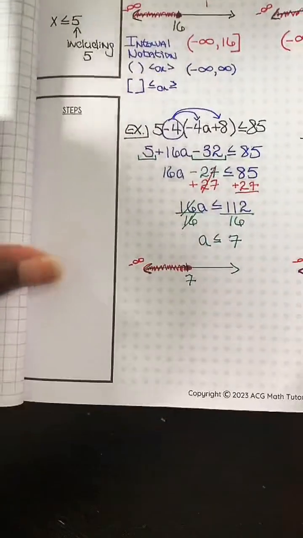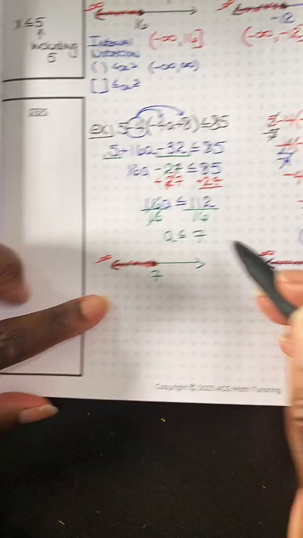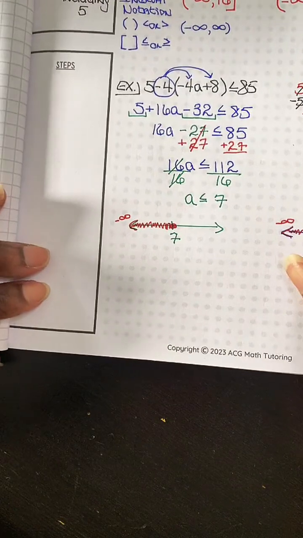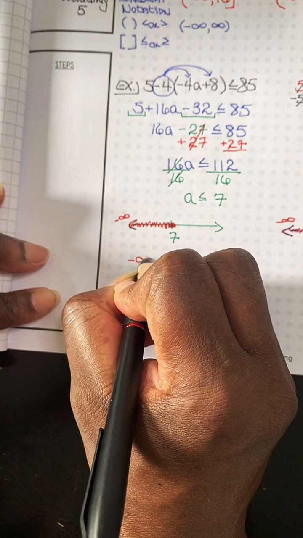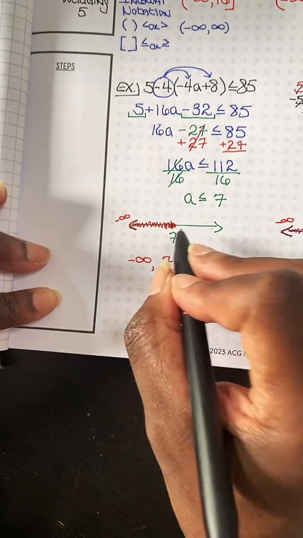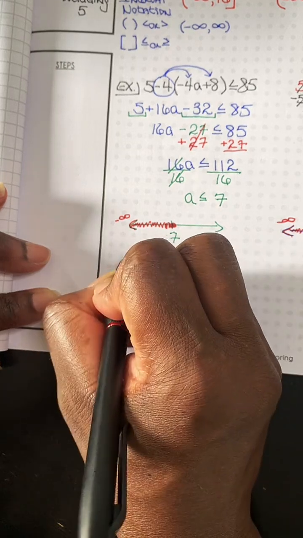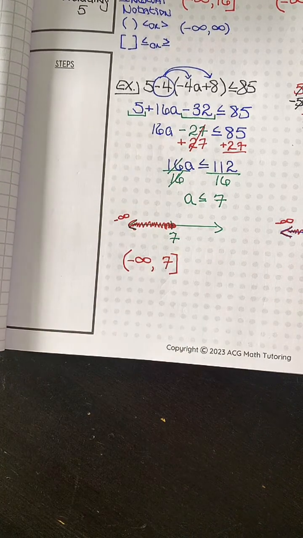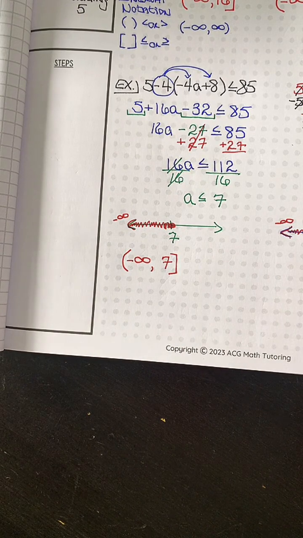So when I come down here, same thing is happening. I'm only going to do one because both of these are exactly the same. My lowest number was negative infinity. The highest number was 7. And since we included 7, that's going to be a bracket, and the infinity is going to be a parenthesis. All right? Okay.